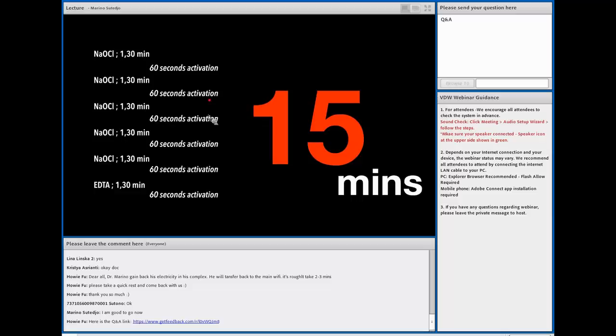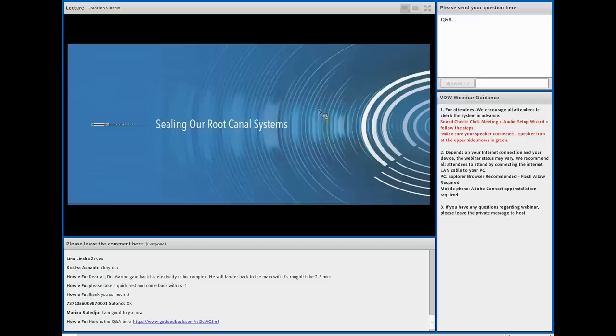And then finally, after you finish the 5 cycles of sodium hypochlorite, you can add EDTA for 1 minute and 30 seconds, and then again activate it for another 60 seconds. If you continue this protocol, you will spend 50 minutes for the complete final cleaning of your root canal system prior to your obturation protocol. Before I continue with my topic of obturating or sealing our root canal systems, I don't know how we should go, or should we take some questions?